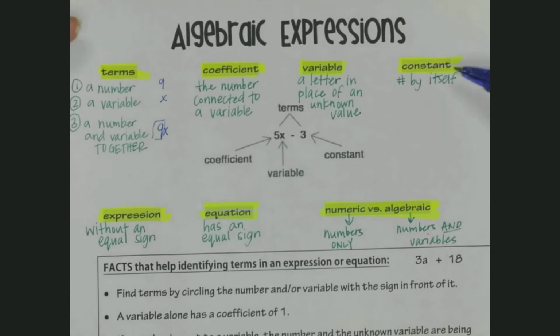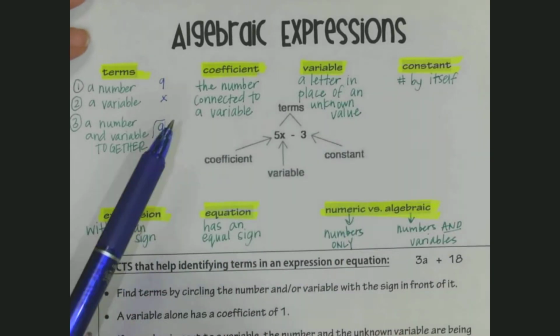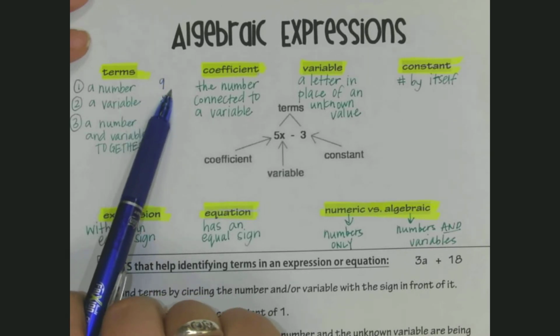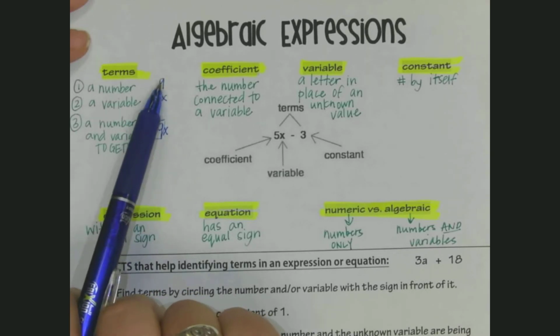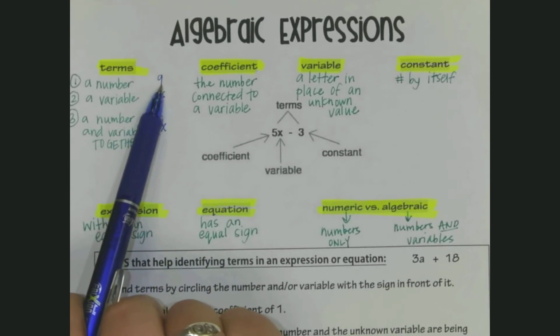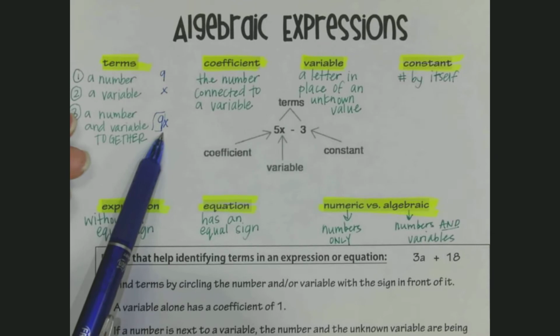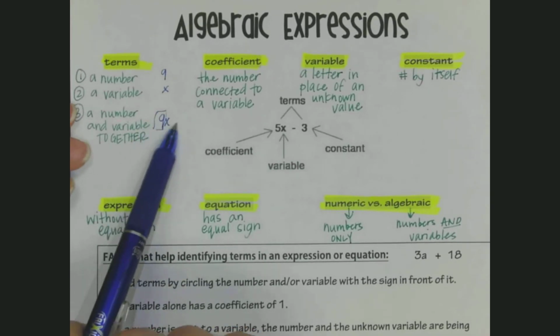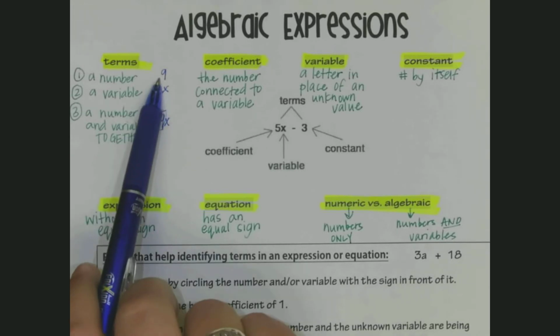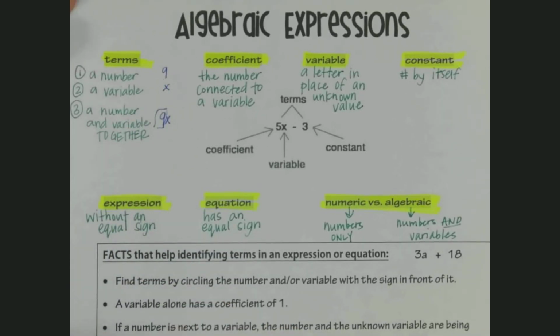And then a constant is a number by itself. So right here, when we did the terms, that 9, it's a constant. It never changes. It is always itself. Okay, when you have numbers with variables, that number is going to be influenced by what the variable is doing. But a constant, all by itself, is not influenced by a variable, okay?